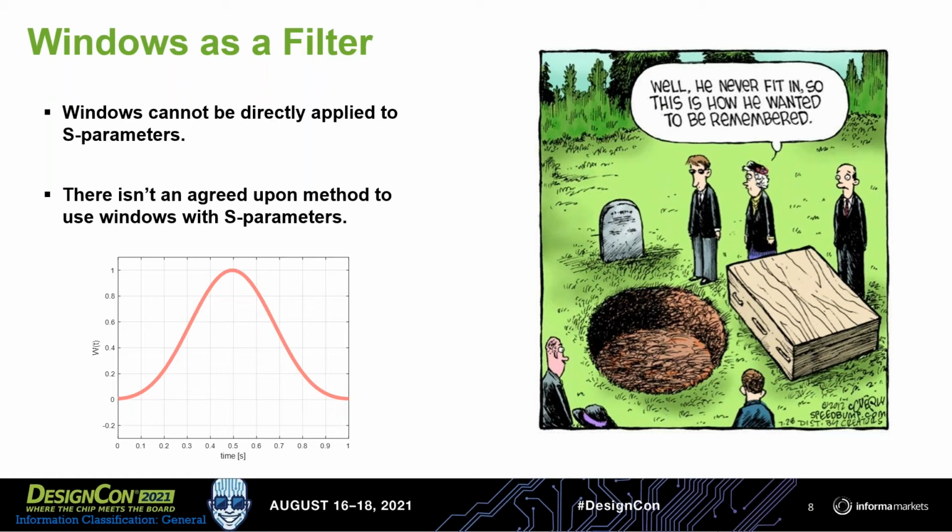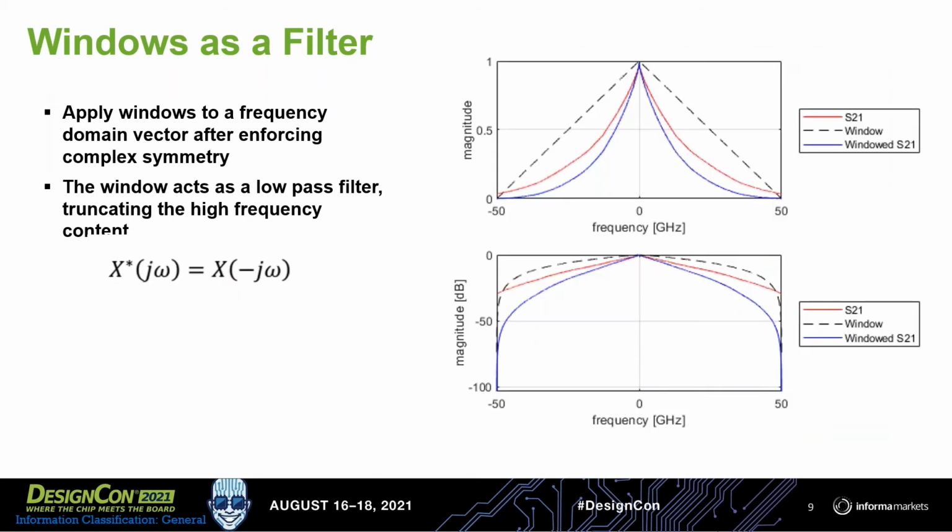We have to come up with something that seems to be logical. So what we're going to do is we're first going to enforce symmetry. And when I say symmetry, I mean symmetry around the DC point, and that's what this is. So this equation here shows how you would enforce symmetry if you only have the positive half of the spectrum. Then once we do that, we get a plot that looks more like what's shown on the screen.